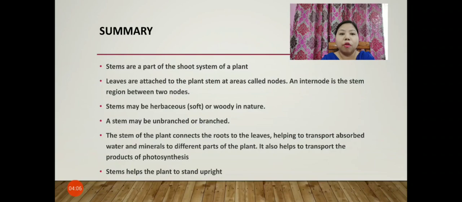The stem of a plant connects the roots to the leaves and helps in transporting water and minerals to different parts of the plant. It also helps to transport the product of photosynthesis. Stems help the plants to stand upright. So I hope that all of you have understood the structure of stem, the function and its modification.